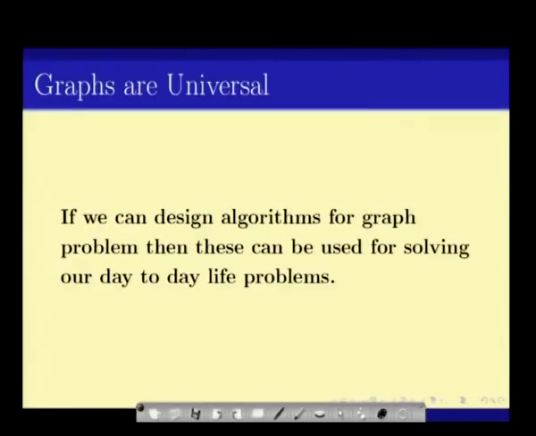To highlight what I was saying, graphs are very universal and are used to solve various day to day life problems, not only day to day life problems, but many other problems in computer science and other subjects also. So, understanding graphs from purely their combinatorial value is very important, and then we can solve many other problems.